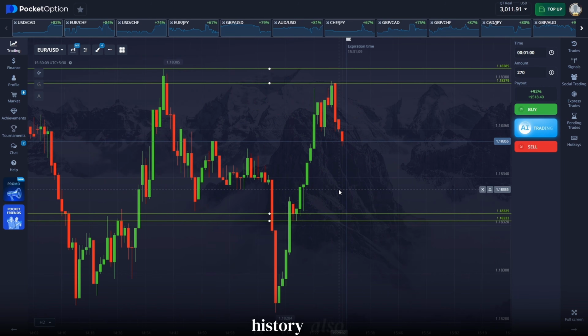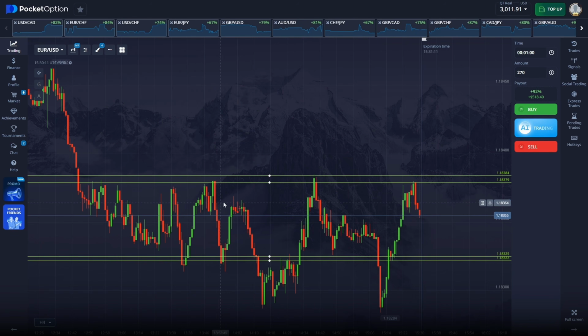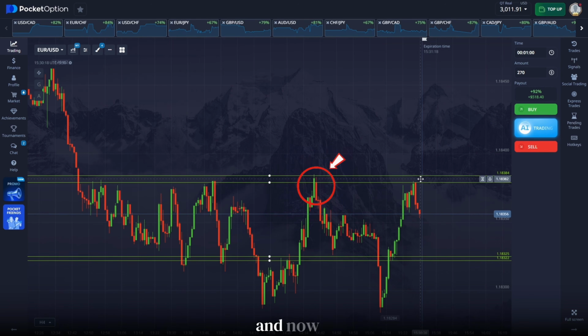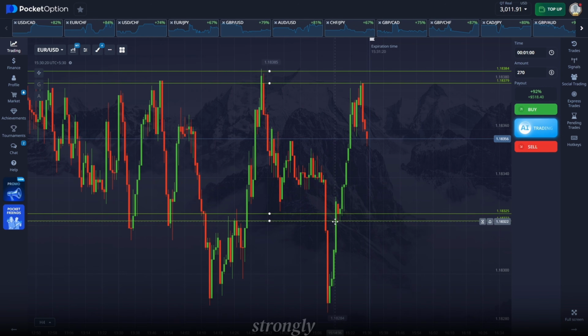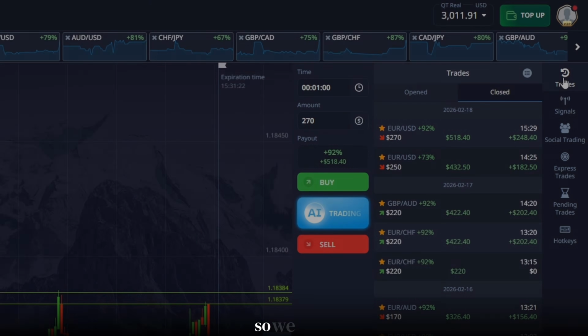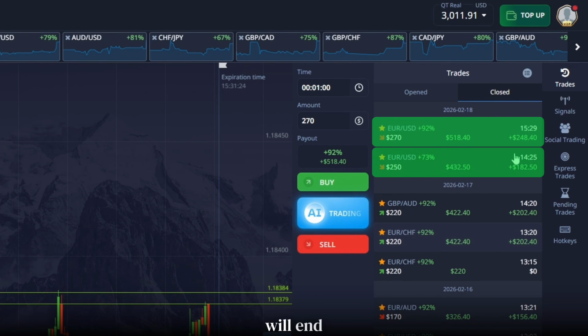The previous history also shows a similar behavior. Price after hitting the zone reverses very strongly here, reverses strongly here, and now it is reversing here strongly as well. So we have taken 2 trades and I will end this session here because I have other important work today. That is it for today.